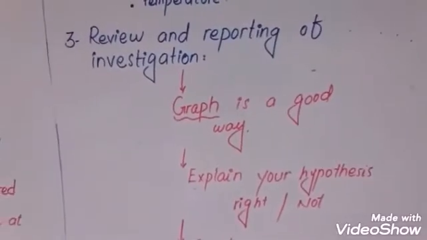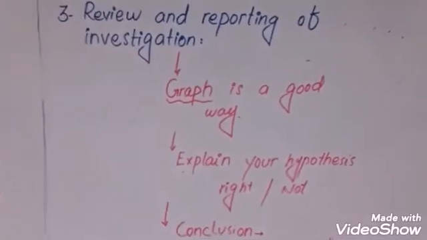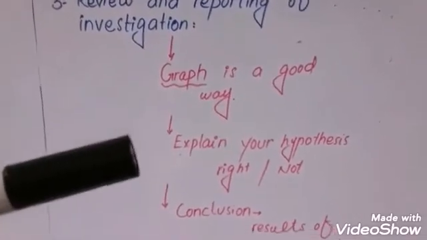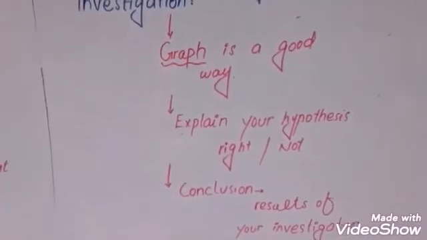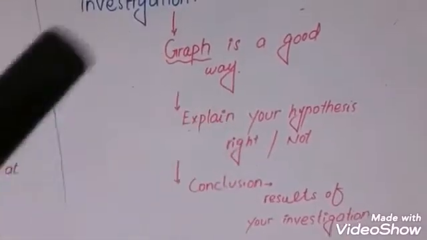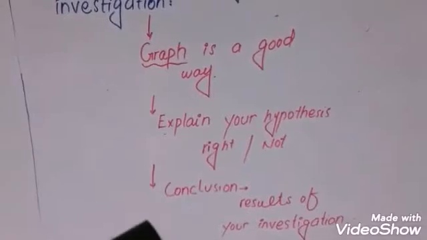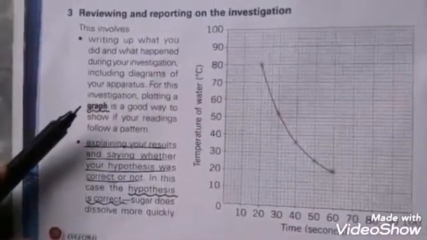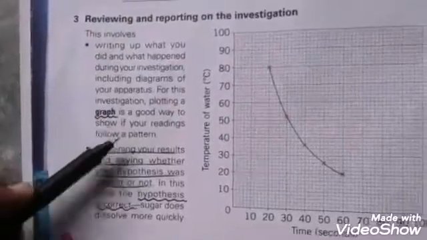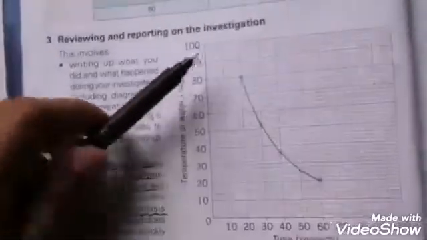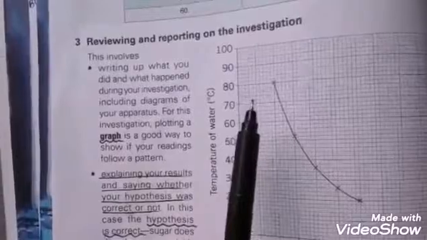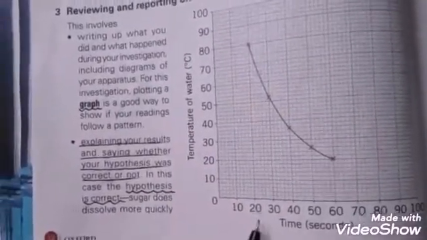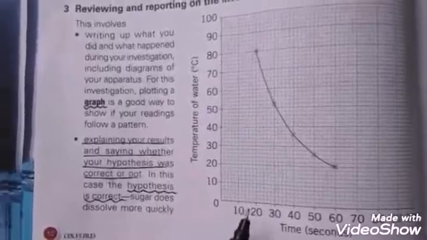The last step is review and reporting of investigations. Here there are 3 types of studies. One is graph. You have to make a graph. Second, explain your hypothesis. It means whether your hypothesis is right or wrong. And third, conclusion means results of investigations. After taking readings, you have to make a graph that clearly shows the results. This means that at 80 degrees C, about 20 minutes is the time taken to dissolve.